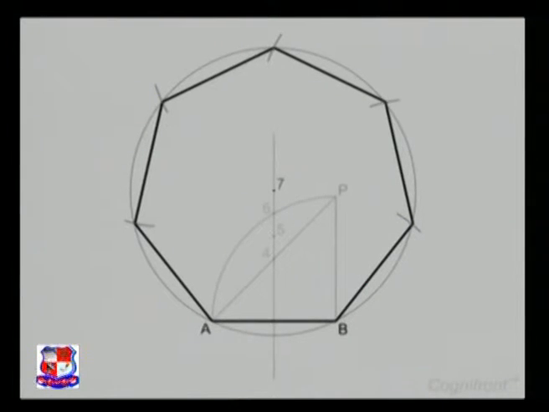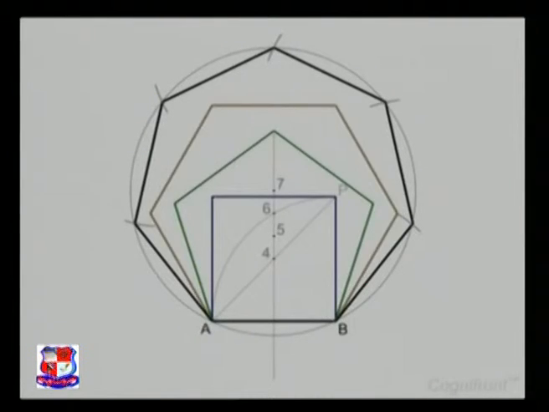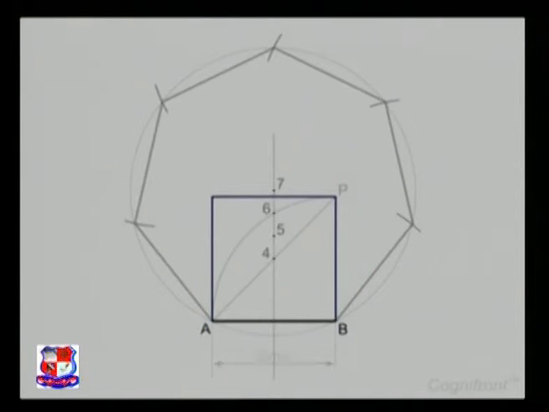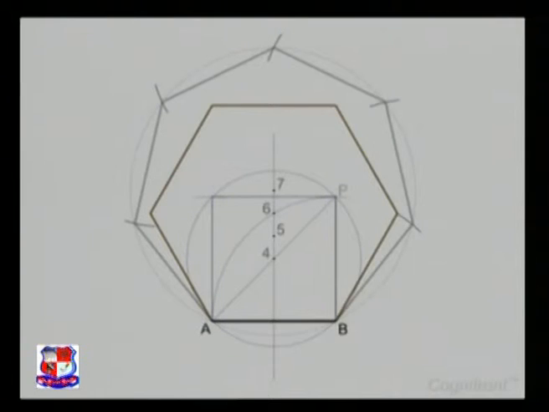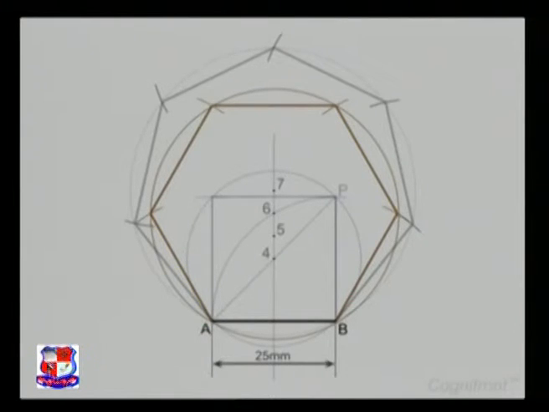Thus, we can draw different types of polygons by using the intersecting points on the bisector of AB. For example, a square of side length equal to AB can be inscribed in a circle drawn with center 4 and radius A4. We can also obtain a regular hexagon of side equal to AB. It can be inscribed in a circle drawn with center 6 and radius A6.